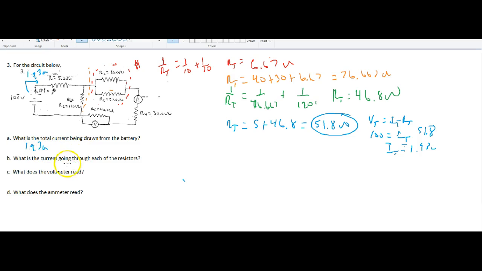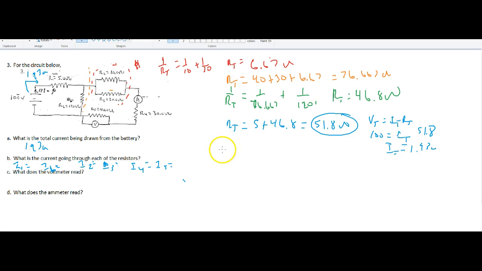1.93 amps. Now I want to find the current going through each and every one of these things. So I go current in 1, current in 6, current in 2, current in 3, current in 4, and current in 5. I'm not going to write those answers, but you guys can follow along. All right, so how do we do this?